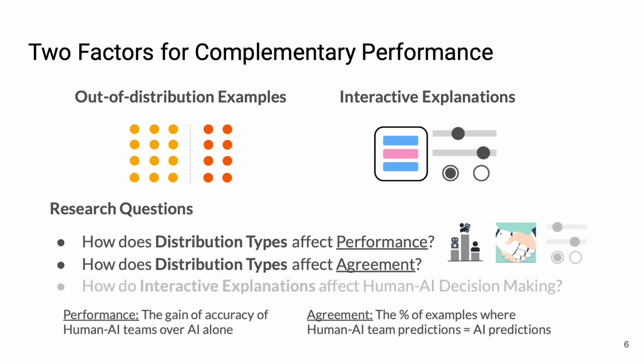Third, how do interactive explanations affect human AI decision-making? We will discuss both performance and agreement, as well as subjective perceptions.